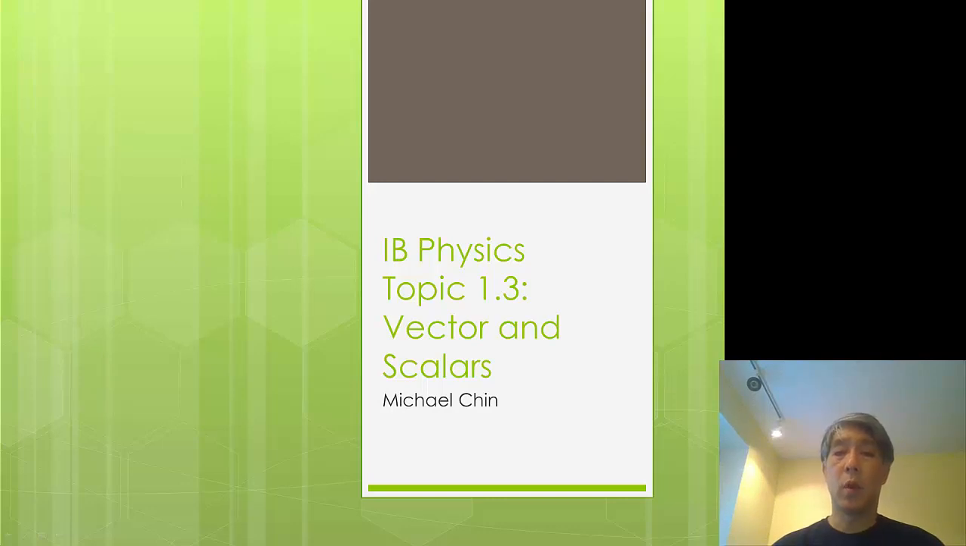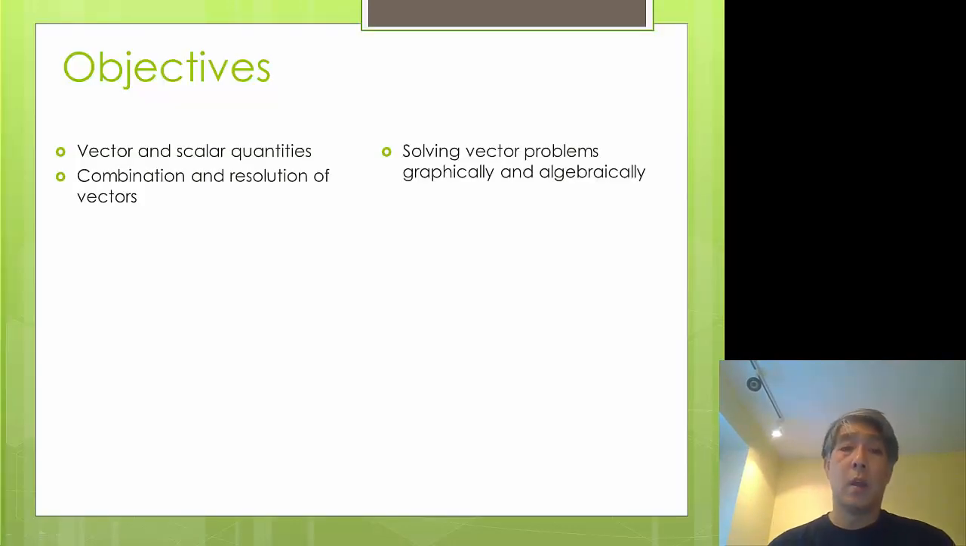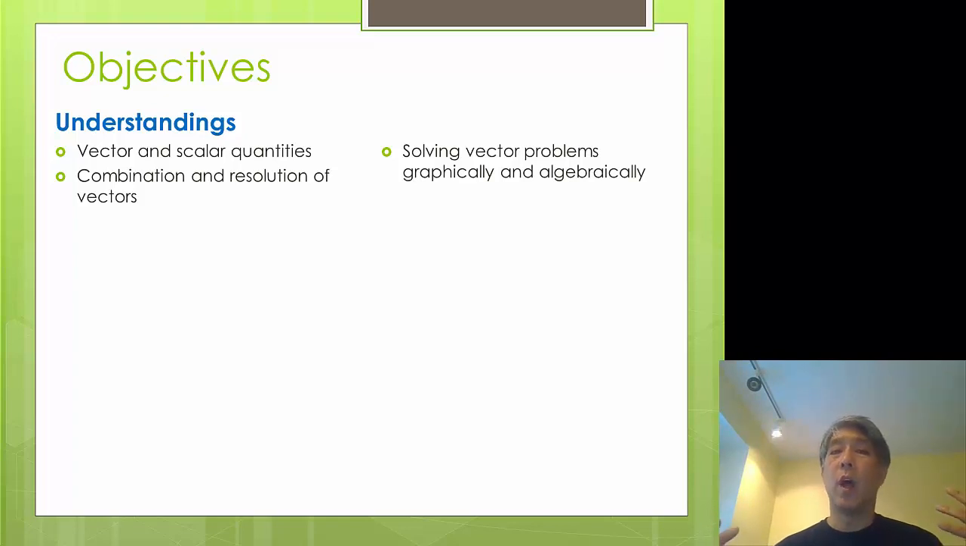This lesson is on topic 1.3, which talks about vectors and scalars. In terms of understandings, we need to be able to differentiate between vectors and scalars. Those are the two types of numbers that we're going to be working with. A lot of our work deals with vectors, and we need to be able to separate vectors between angle and magnitude and the x and y components.